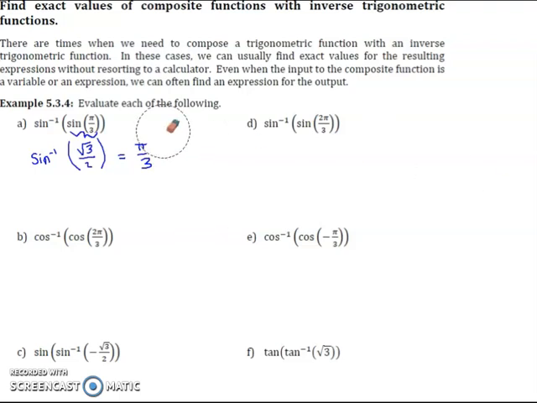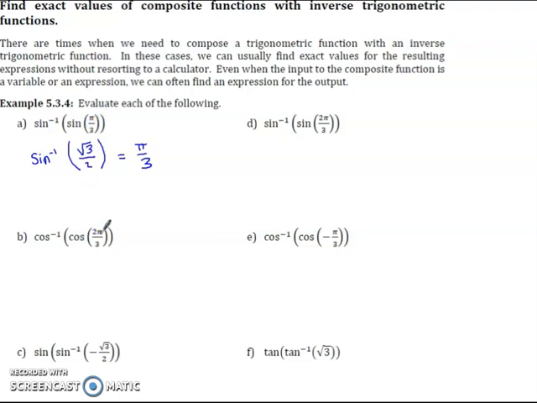Now it does work out in this case that my original sine function of pi over 3, when I found the inverse of the sine of that pi over 3, we got back to pi over 3. That was because this original angle was within our domain of -pi over 2 to pi over 2.